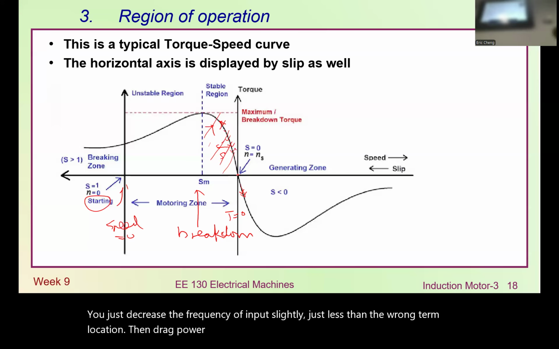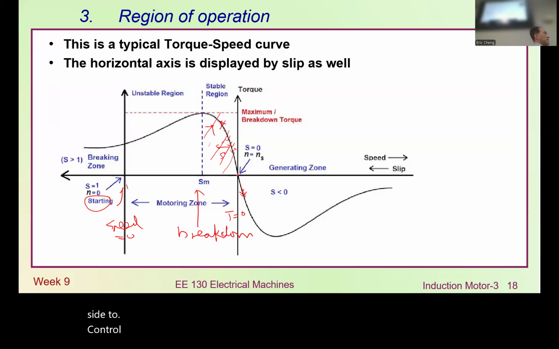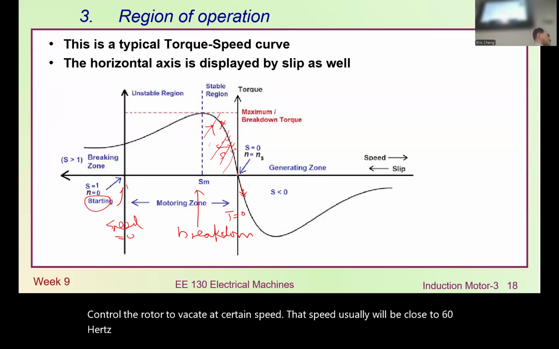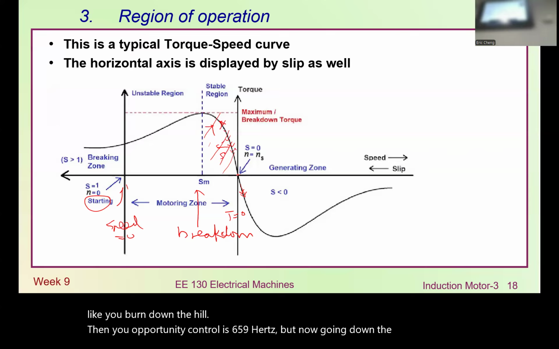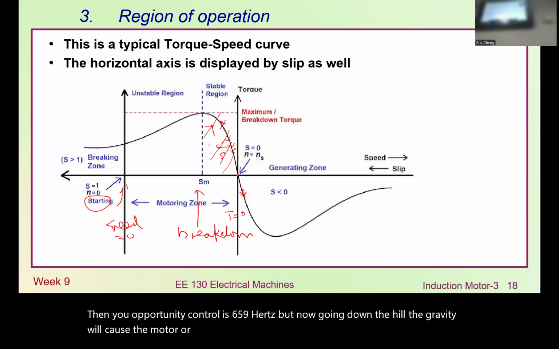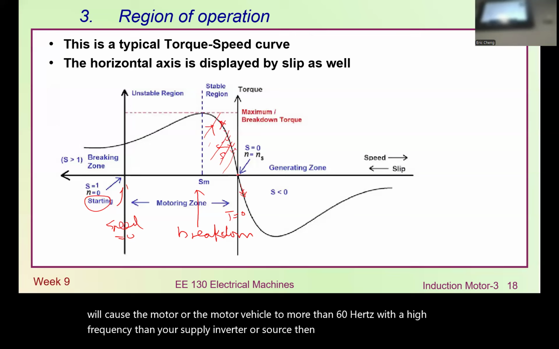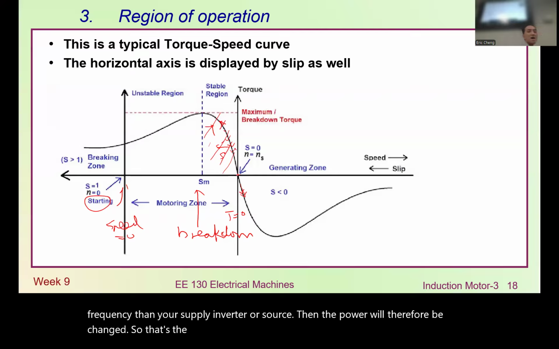Our power source has to control the rotor to rotate at a certain speed. That speed usually will be close to 60 Hz or slightly less than 60 Hz. And then when the motor rotates too fast, like you're going down the hill, then you originally control at 59 Hz. But now going down the hill, the gravity will cause the rotor or the motor vehicle to go more than 60 Hz. Even higher frequency, then your supply inverter or source, the power will therefore regen. So that's the concept, how we can transit from motoring to power generation.